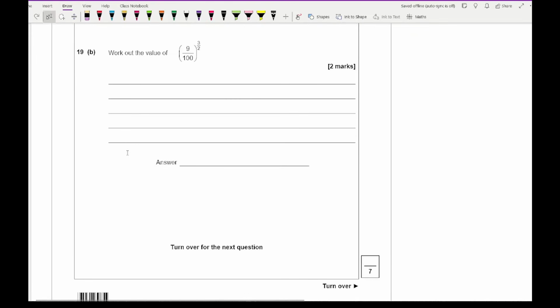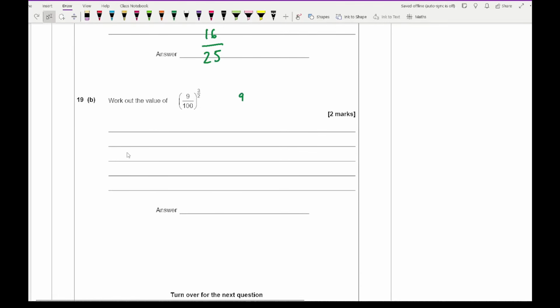Moving on to 19b, we've got 9 over 100 to the power of 3 over 2. So remember that the top number is the power, the denominator in the power is the root. So it's going to be a lot easier for me to root both these two numbers because both numbers are squares. So that's going to be 3 over 10. And I've then got that to the power of 3. Well, 3 to the power of 3 is 27. And 10 to the power of 3 is 1000.